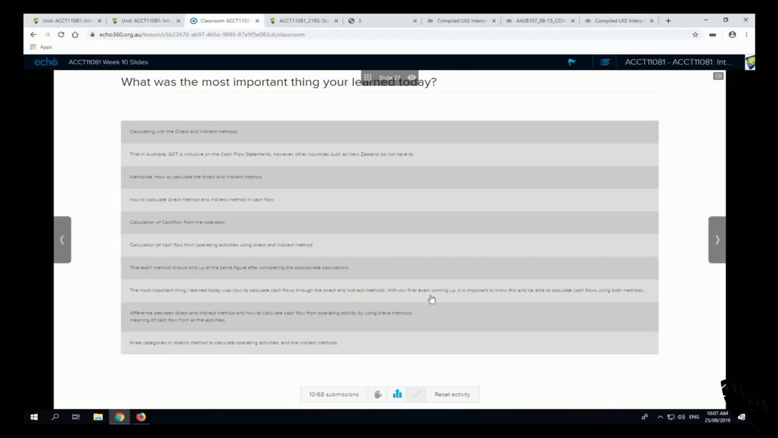With our final exam coming up, it is important to know this and be able to calculate cash flows using both methods. Yes, that is good to know. That's a good takeaway. I thought I just mentioned the exam at the beginning, you know, it's a popular exam topic.